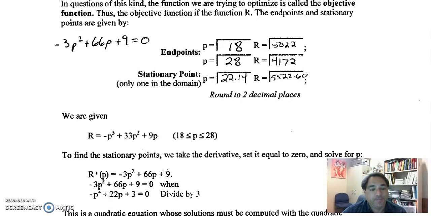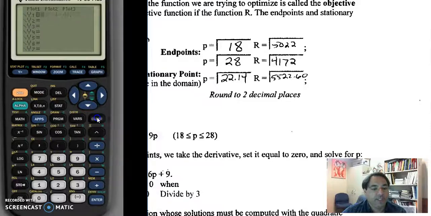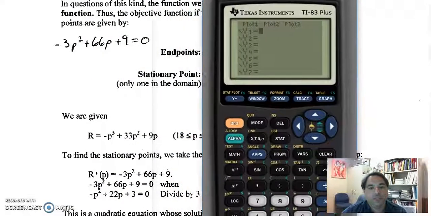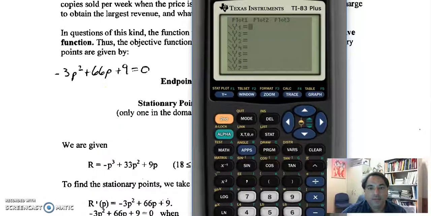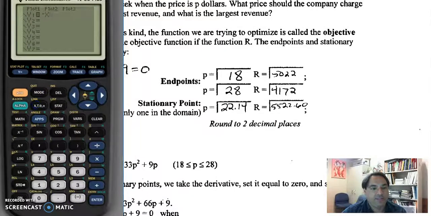So I can do that in the calculator. So if I go to y equals, clear what I had in there, and I'm going to type in the original. So the original is here. So I'm going to type in negative x raised to the third plus 33x squared plus 9x. Okay, and then if you want to use the table feature, remember you hit second window for table set. Make sure that the independent is ask and the dependent is auto.